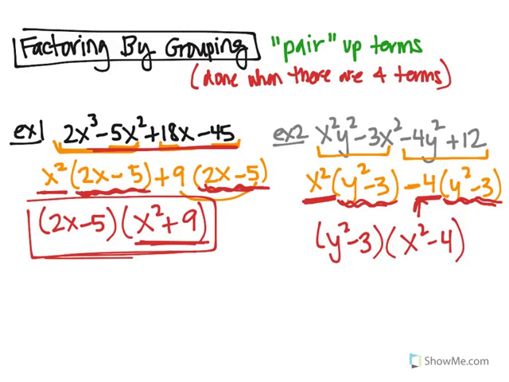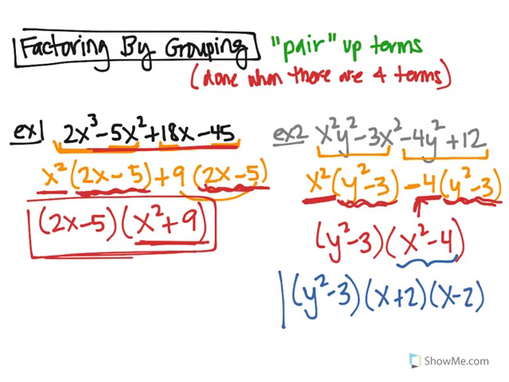So I am not done though, because if you remember, this is a difference of 2 squares. So I have the y squared minus 3. 3 isn't a perfect square, so I can't factor it. So then I'm going to factor this into x plus 2 times x minus 2 to get my difference of 2 squares factored so it's complete.